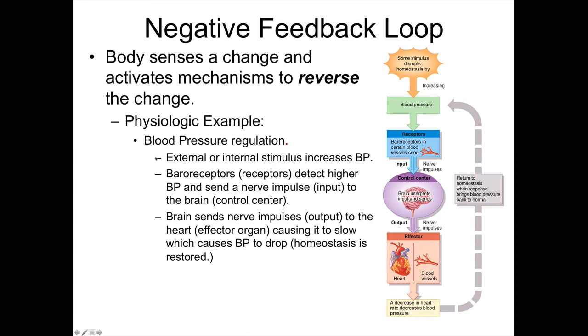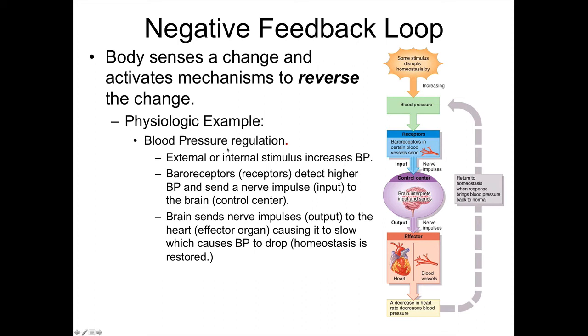So this is an interesting example: blood pressure regulation. Blood pressure is basically dependent on how wide or how narrow your blood vessels are, and how fast your heart is beating. So the faster the heart rate, the higher the blood pressure. The slower the heart rate, the lower the blood pressure. So people's blood pressure is going to be higher after intense exercise than if they're just sitting on the couch watching a comedy show or something.